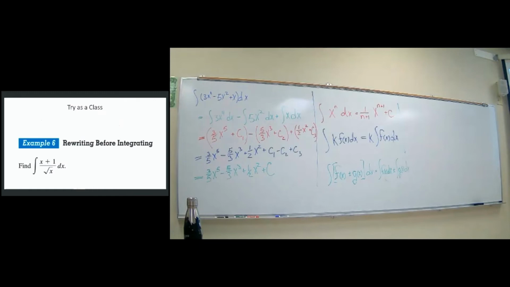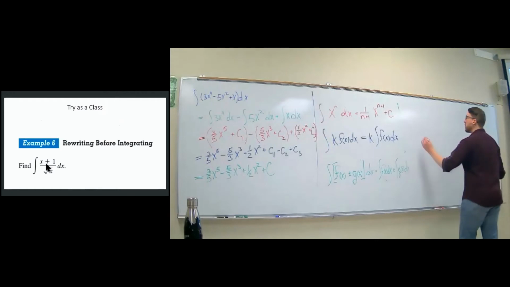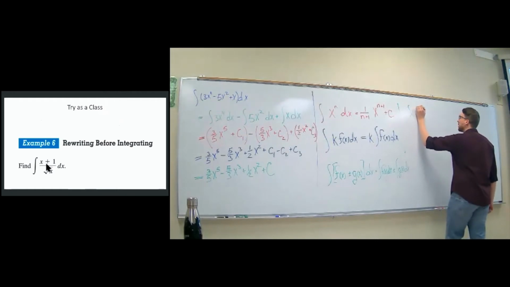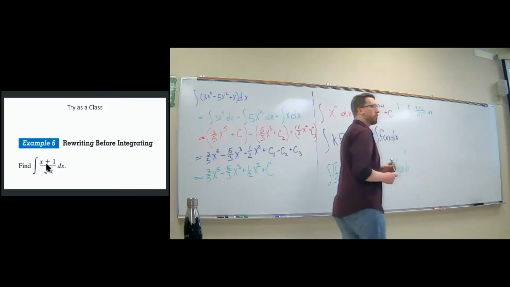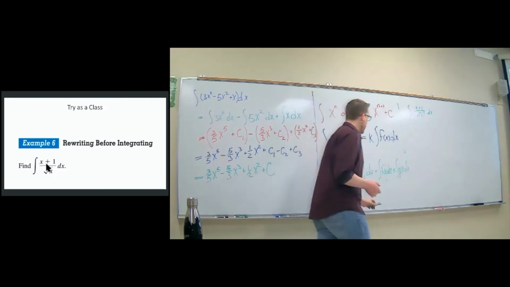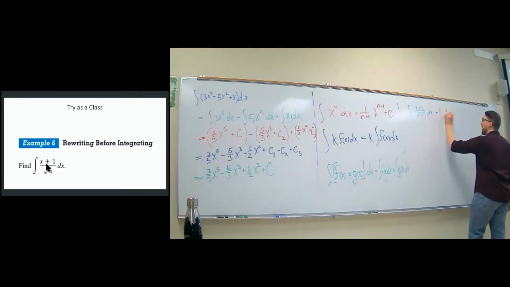Well, what about something more complicated? What are we going to do here? Well, here we've got the integral of x plus 1 over the square root of x, integrated with respect to x. That's everything, right? Well, the first thing we can do here is break up that fraction to get x over the square root of x plus 1 over the square root of x. We're integrating this all with respect to x.